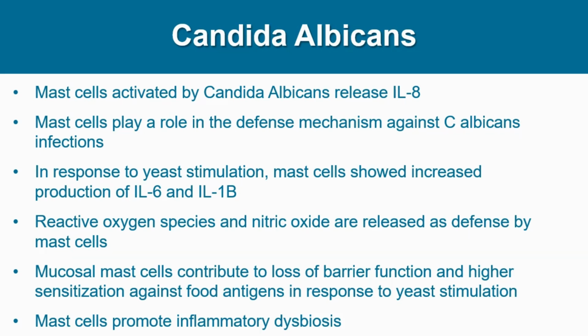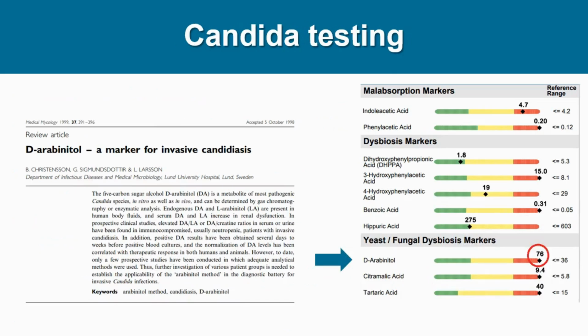Again, these inflammatory cytokines can be released. We also have something called reactive oxygen species and nitric oxide that are released. And then the mast cells contribute to loss of barrier function, leaky gut, for example, and higher sensitization against food antigens. So then you get a lot of food sensitivities and food allergies because of this. So presence of having Candida in high levels can contribute not only to dysbiosis, that can contribute to inflammation, but also food allergies and food sensitivities.